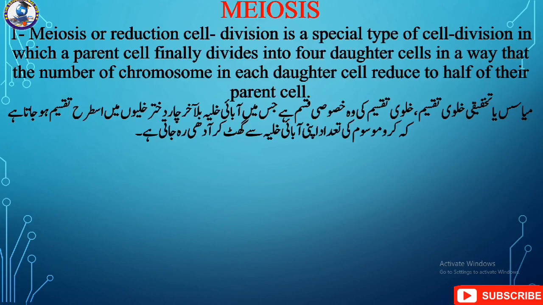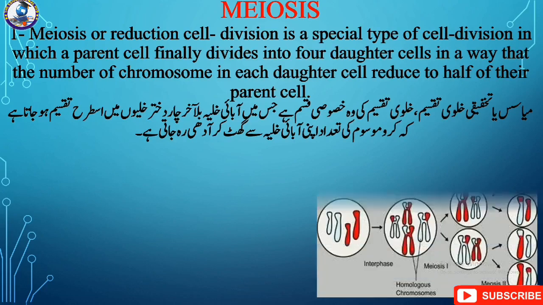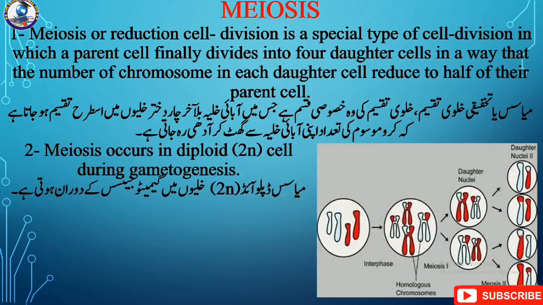First of all, the definition of meiosis. Meiosis, or reduction cell division, is a special type of cell division in which a parent cell finally divides into four daughter cells in a way that the number of chromosomes in each daughter cell is reduced to half of the parent cell. So that was the definition of meiosis. Meiosis occurs in diploid 2n cells during gametogenesis. Basically, meiosis is a sexual type of reproduction.